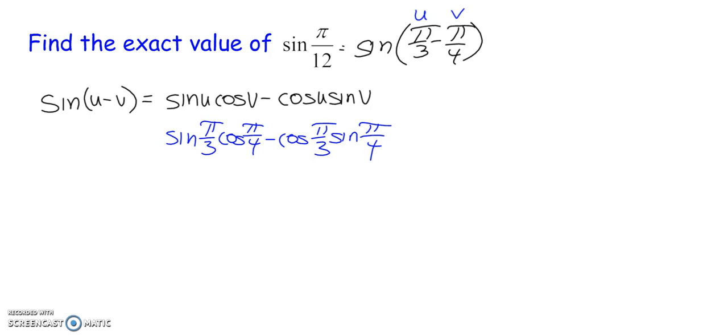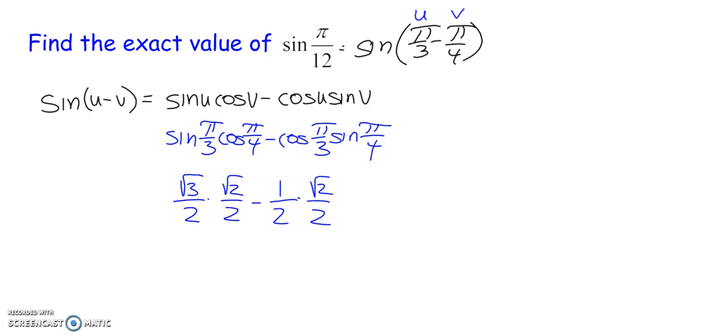Sine pi over 3 I know as radical 3 over 2. Cosine pi over 4, radical 2 over 2. Cosine pi over 3 I know as 1/2. And sine pi over 4 I know as radical 2 over 2. If you're asking where I'm getting all these values, these are right off our unit circle. We should have them memorized.